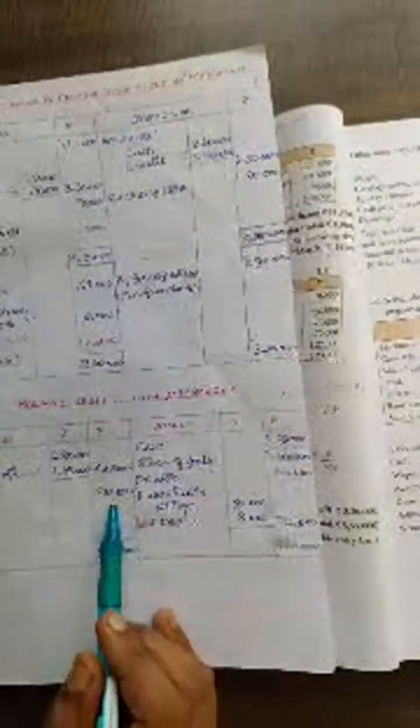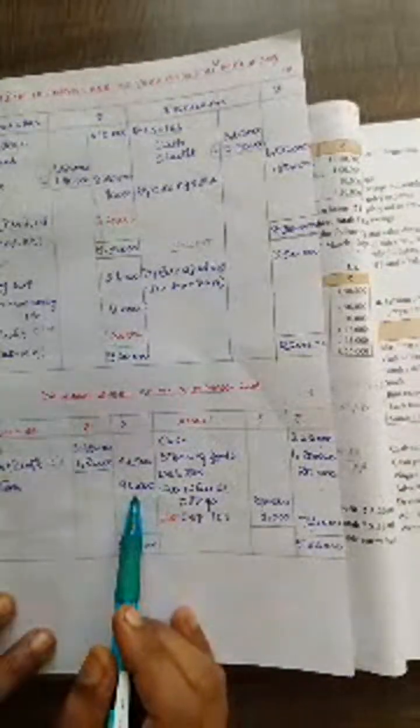Then creditors, sundry creditors they have given in the question. How much rupees? Sundry creditors 90,000 rupees. Okay. At the end of the accounting period, that 90,000 rupees we have entered on the liability side. So on both sides we have entered the respective accounts from the question.